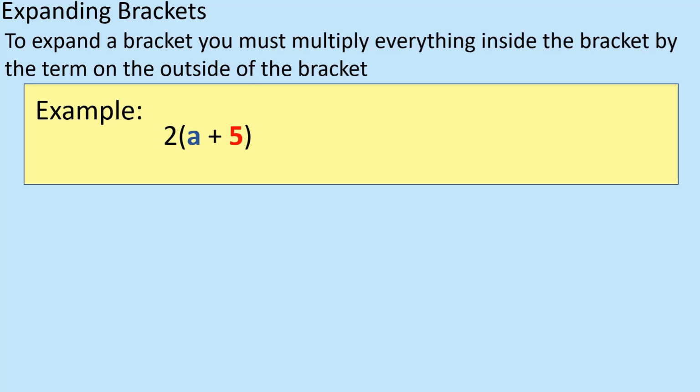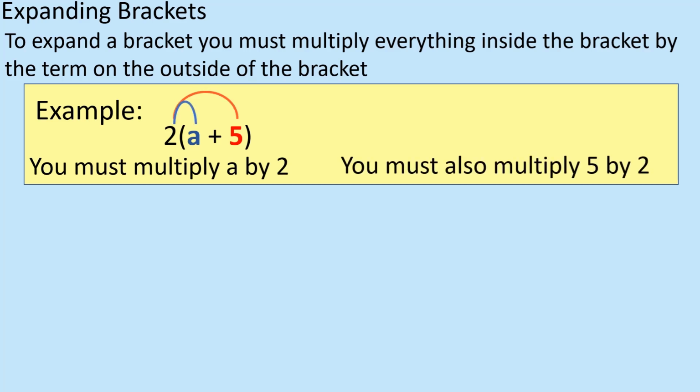So here you've got 2, a bracket, a plus 5. And what that essentially means is it's 2 times everything that's inside the bracket. So it's 2 times the a and it's 2 times the 5. And of course all you need to do is basically do that and write them separately. So if I said 2 lots of a and 2 lots of 5, then that's expanding the bracket essentially. So you must multiply a by 2 and you must times the 5 by 2. Those are the two.